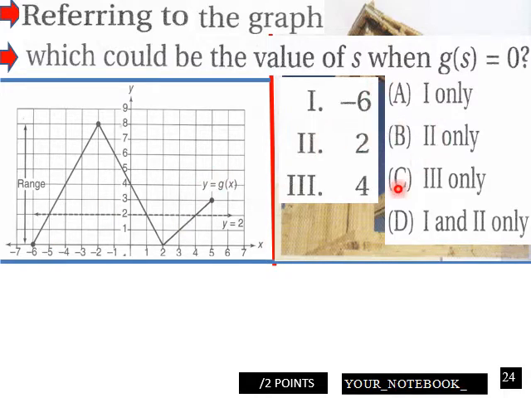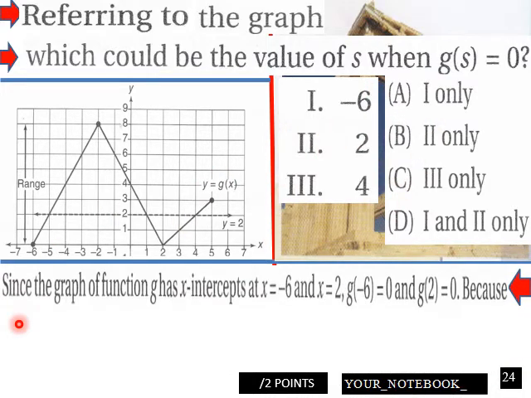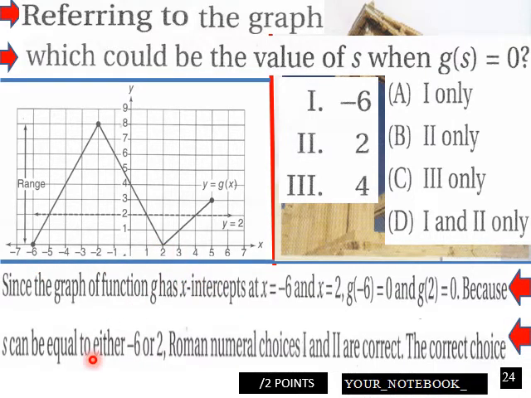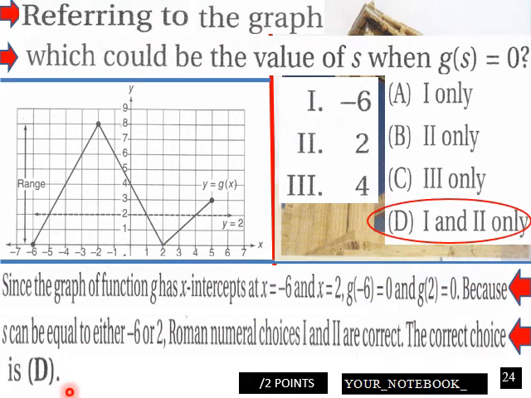1 only, 2 only, 3 only, 1 and 2 only. Since the graph of function g has x-intercepts at x equals negative 6 and 2, g of negative 6 and g of 2 equal 0. Because s can be equal to either negative 6 or 2, Roman numeral choices 1 and 2 are correct. The correct choice would be D in this case.